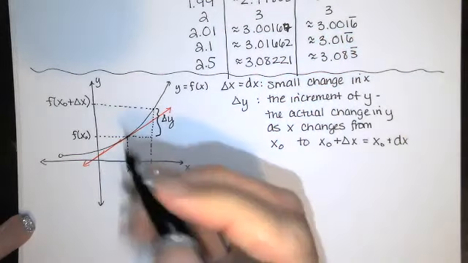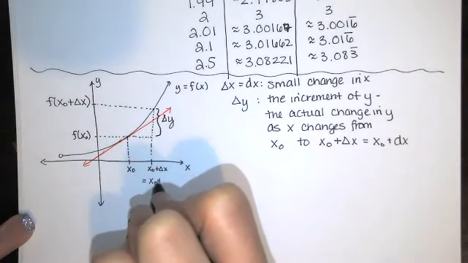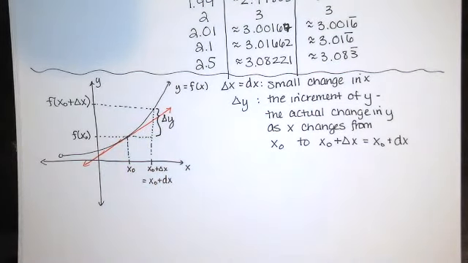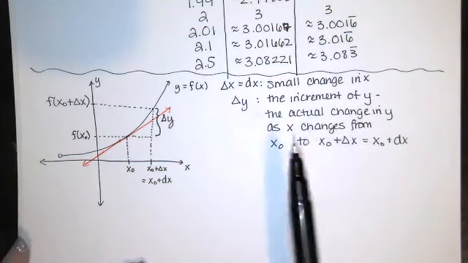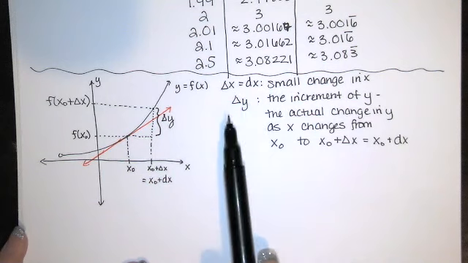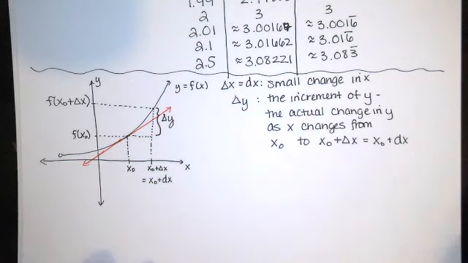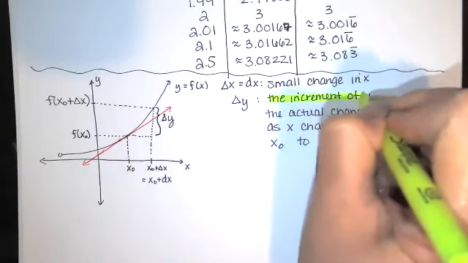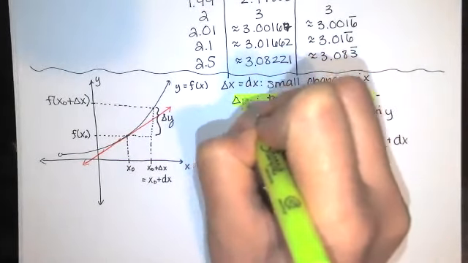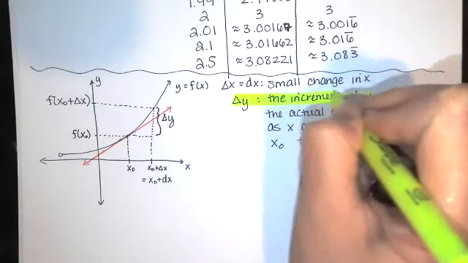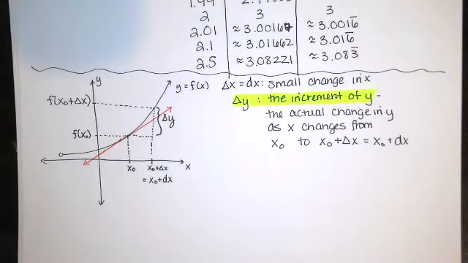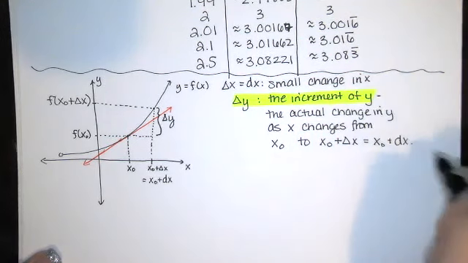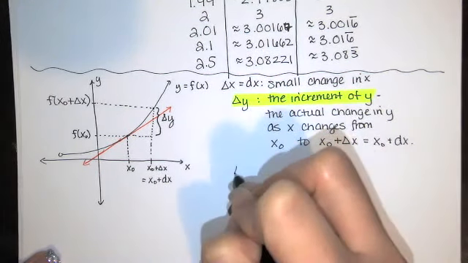So as x changes by delta x units, and now we're using delta x and dx interchangeably, which is a problem for some people, and I get it. Then the increment of y is denoted by delta y. And this is the actual change in y as x goes from x naught to x naught plus delta x, or x naught plus dx. We're going to use dx and delta x interchangeably.